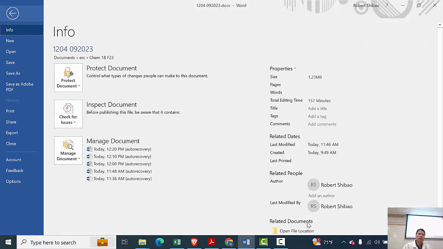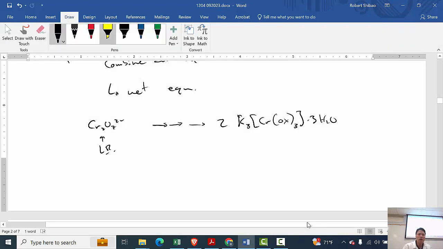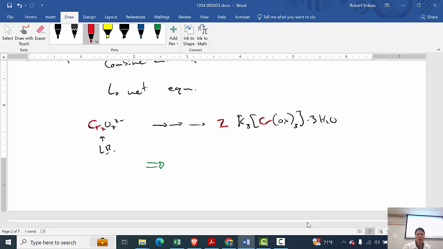The reason we're doing it like this is because we want to make sure we don't lose any of the chromium. All the chromium that was originally here ends up here. So we had 2 chromiums over here, we better have 2 chromiums over here. That's why I multiplied by 2 here, so we didn't lose any. So the mole ratio is 2 moles of product, that is precipitate, for every 1 mole of dichromate.